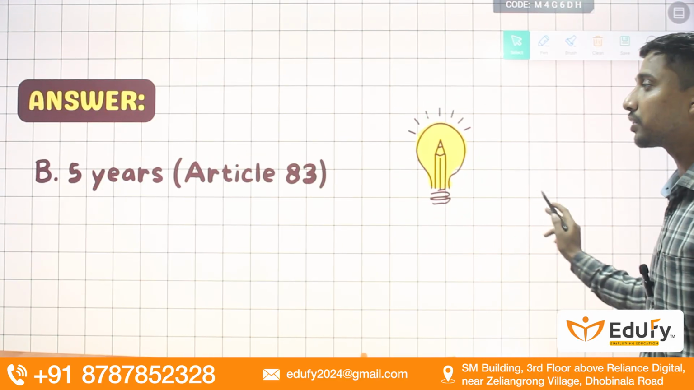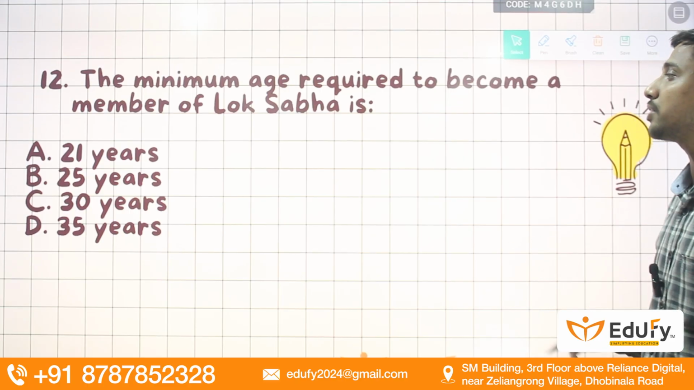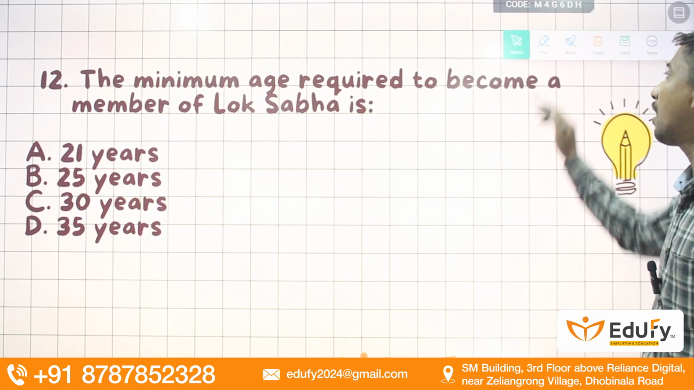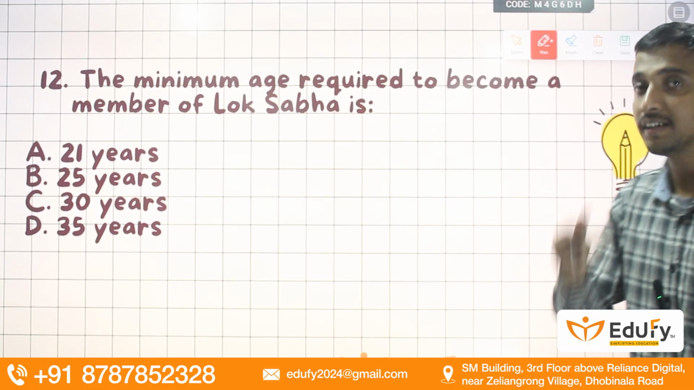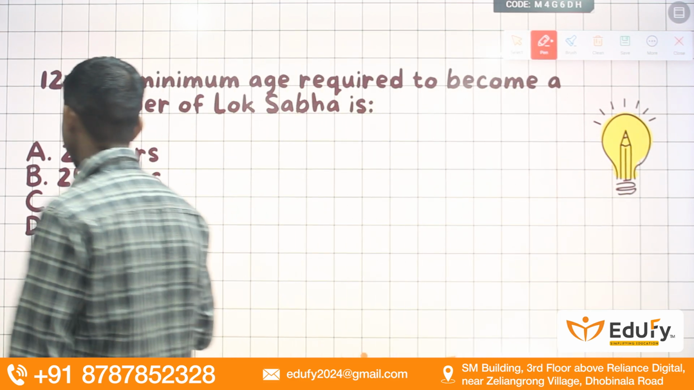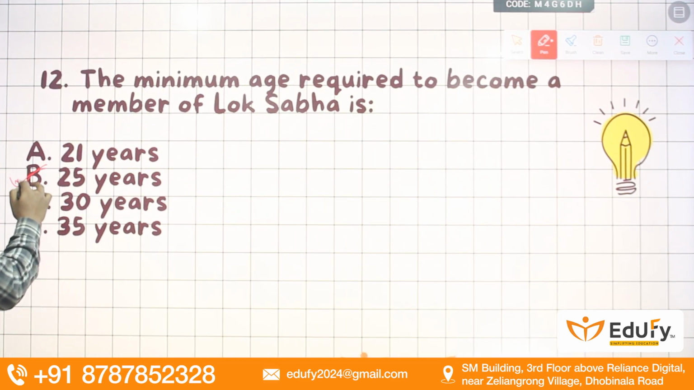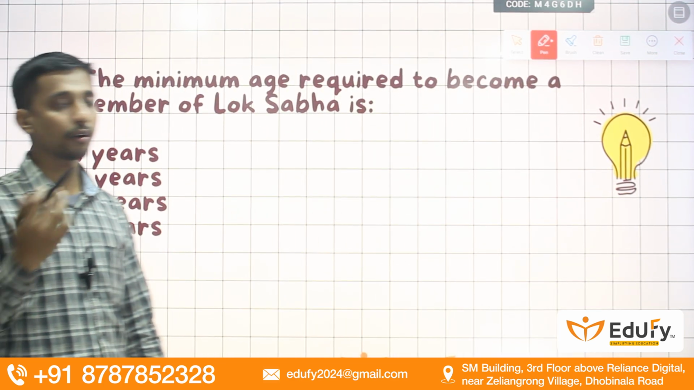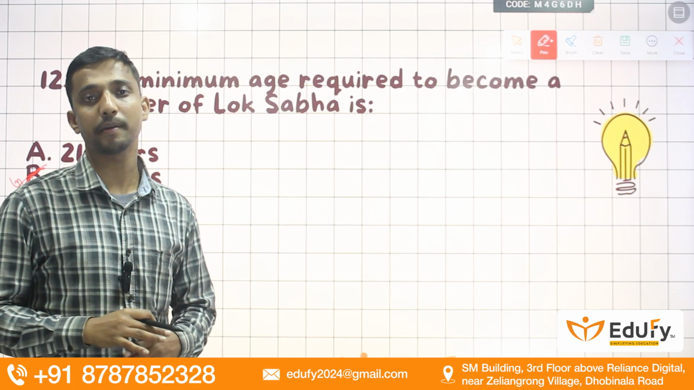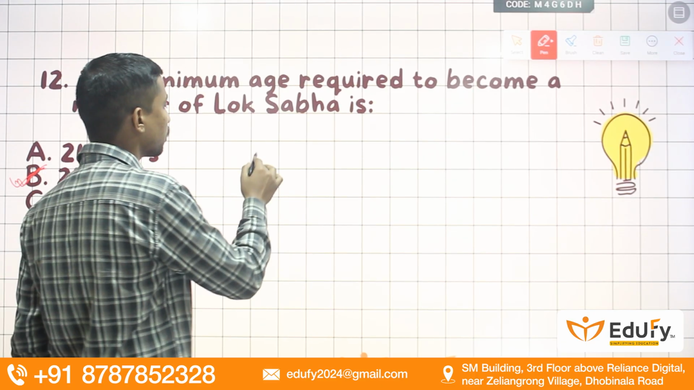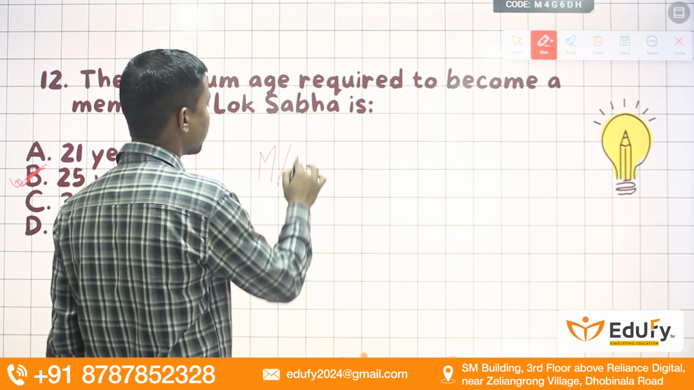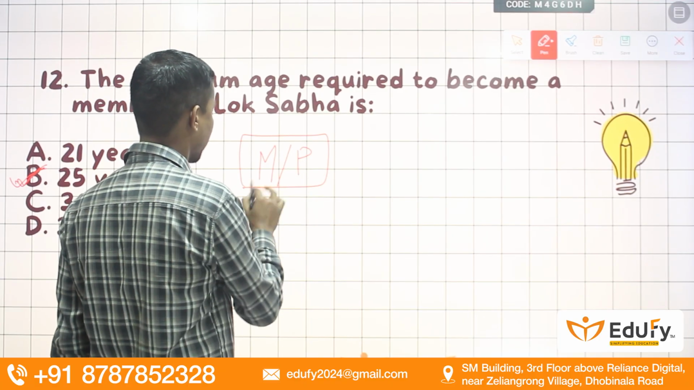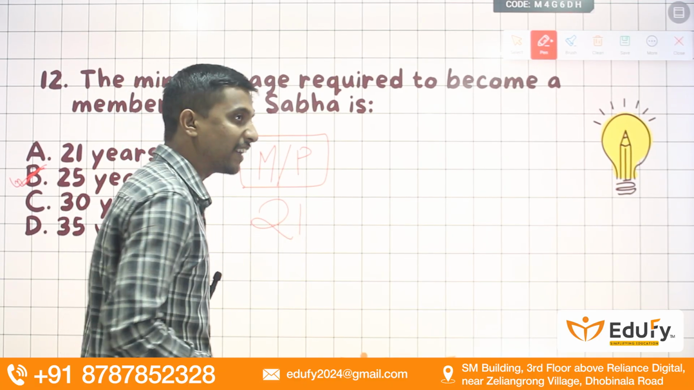Moving towards the next question, guys, we have here the minimum age required to become the member of Lok Sabha. So guys, remember, the minimum age required to be the member of Lok Sabha is 25 years. However, I'm also going to tell you the minimum age requirement for different bodies. If someone is contesting for municipalities or panchayat, the minimum age criteria is 21 years.